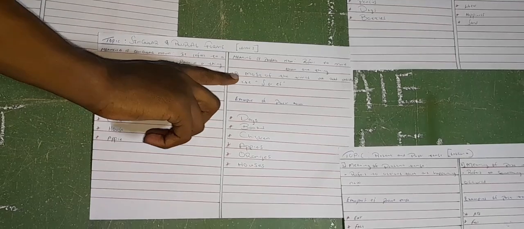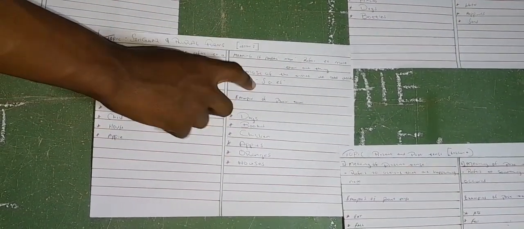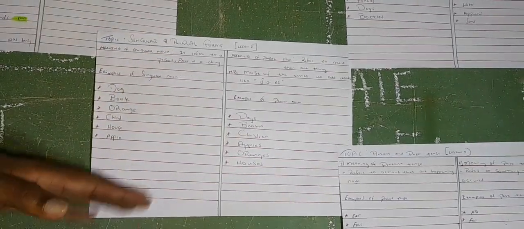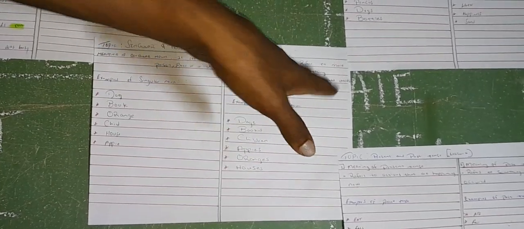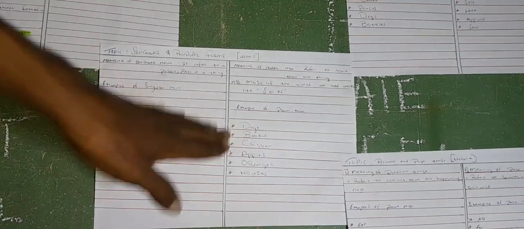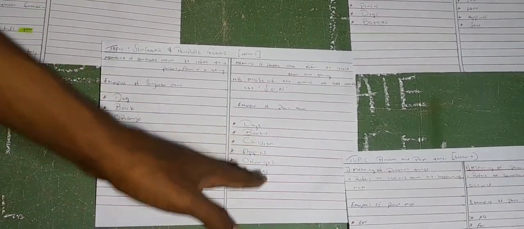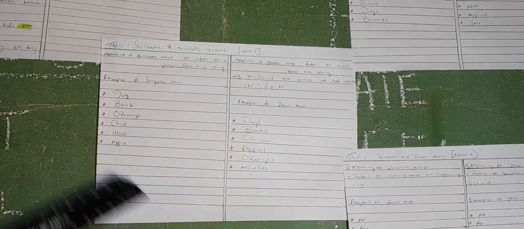What is a plural form? Something that refers to more than one thing. Note, most of the time we add s or es to these singular forms to make them plural. Examples of plural forms or plural nouns: dogs, books, children, apples, oranges, houses. What are these? These are books.